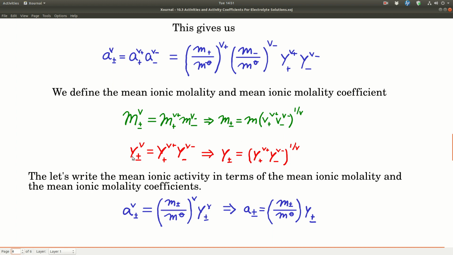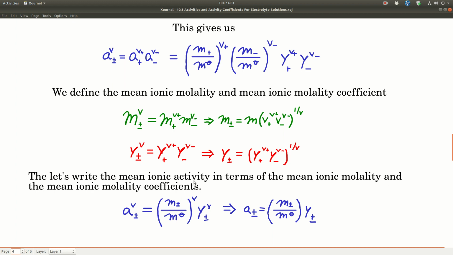Now, the mean ionic molality coefficient, this symbol right here, to the vth power is just the ionic molality coefficient for the cation raised to the number of cations. The same thing for the anion. Taking the vth root, we get the mean ionic molality coefficient is equal to the product raised to the 1 over vth power, the vth root.